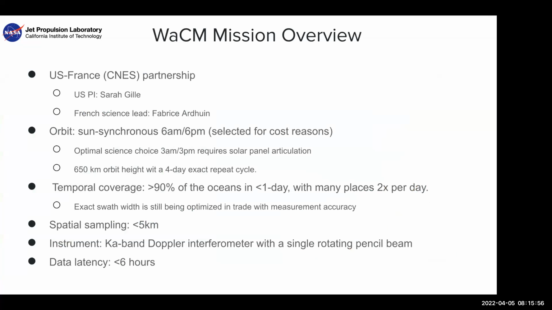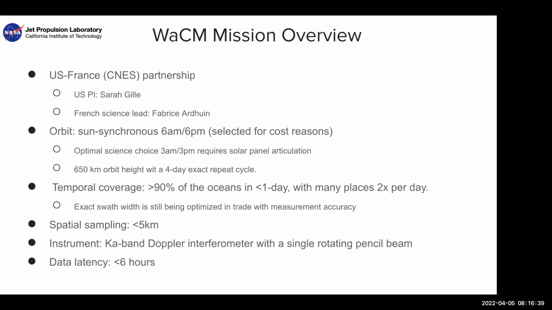So as you know, a bunch of us have been putting together the outlines for what we think a mission would look like. And Sarah is our PI, and Fabrice Ardouin is our French lead, and we have a very strong US-France partnership in this. We've had to make some compromises in the mission already. We wanted to start with a 3 AM, 3 PM terminator orbit to complement the ASCAT constellation the best that we could, but because of power requirements, we had to go to a 6 AM, 6 PM, but we're keeping the wide swath.